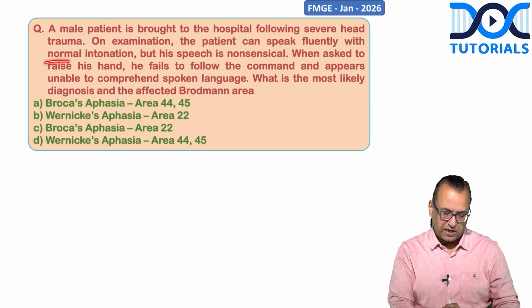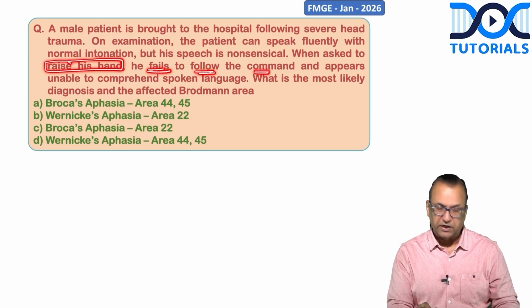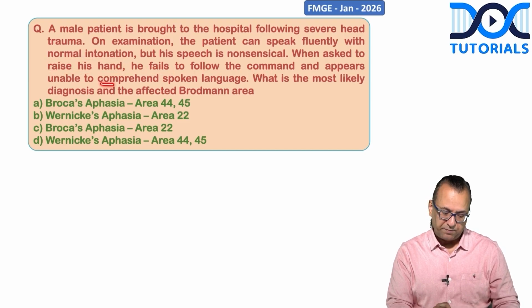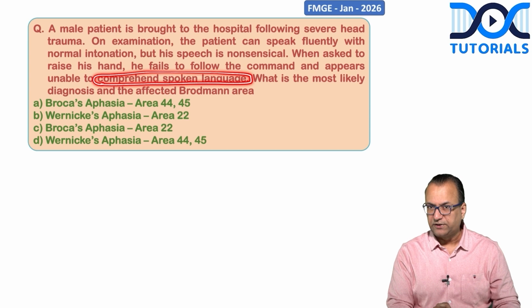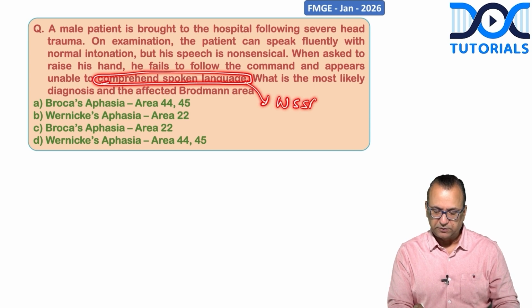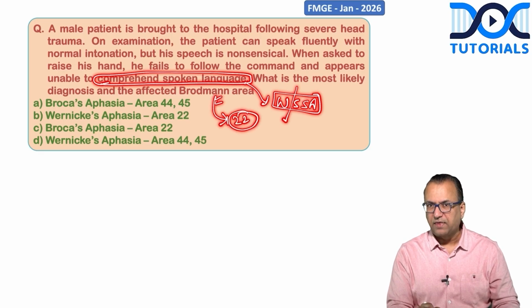When the patient was asked to raise his hand, he is failing to follow the command, means unable to understand what the command is, and that comprehension of spoken language is compromised. We understand this is a case of Wernicke's sensory speech aphasia, and Brodmann number is 22. Let us look at one diagram and then find our answer in the given options.